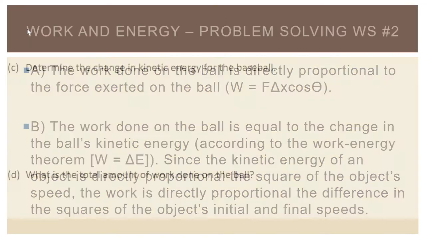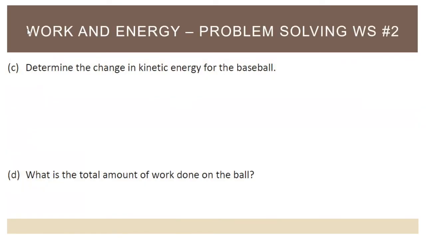So part C is asking us to determine the change in kinetic energy for the baseball. And then part D is asking us for the total amount of work done on the ball. I hope you realize that by answering part C, you've automatically answered part D, because according to what we just said here, the work done is equal to the change in total energy for the ball. And so that means the work done is equal to the change in the ball's kinetic energy. So by finding in part C the change in kinetic energy, we've automatically found the amount of work done. So let's go ahead and solve for the change in kinetic energy of the baseball.